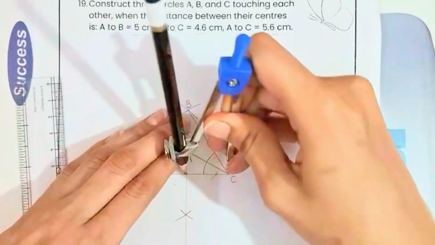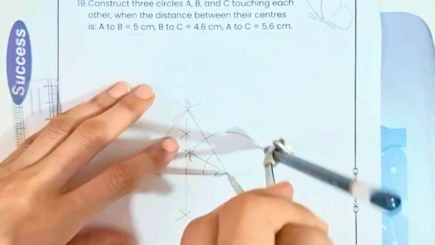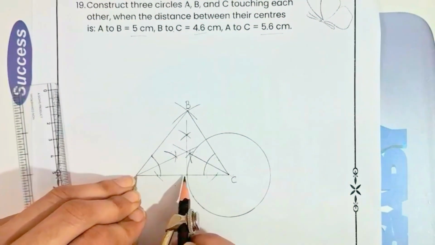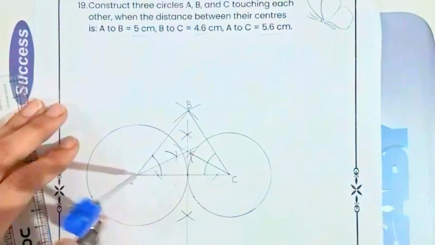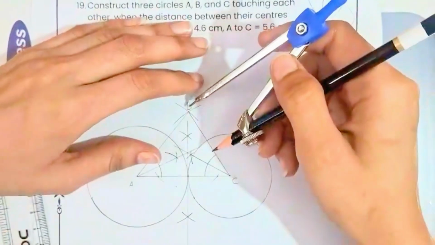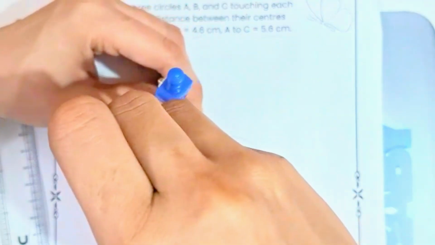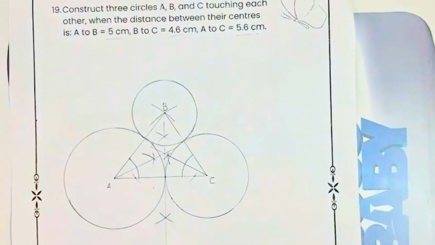Now take this distance, taking C as the center, draw a circle. Similarly, taking A as a center, draw a circle of this distance. Now, taking B as a center, take the left distance and draw another circle. So these are circles A, B, C.